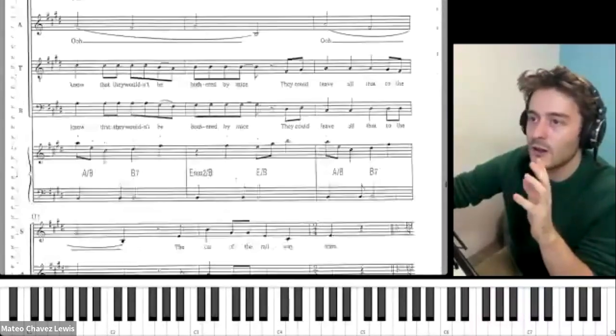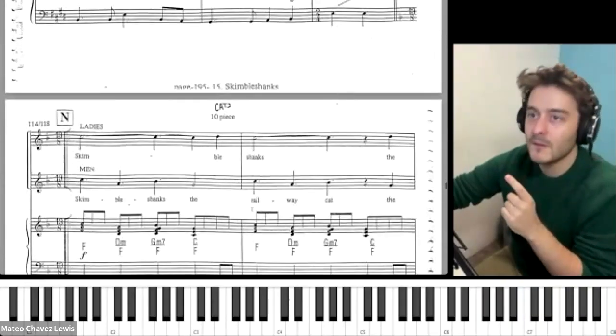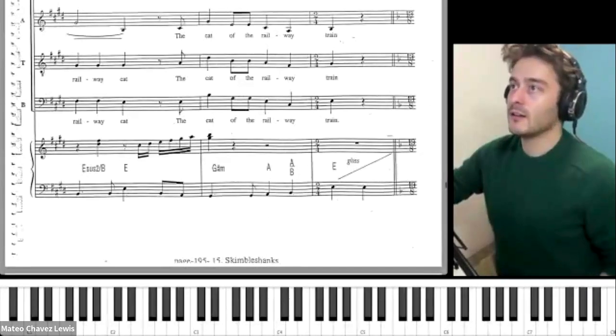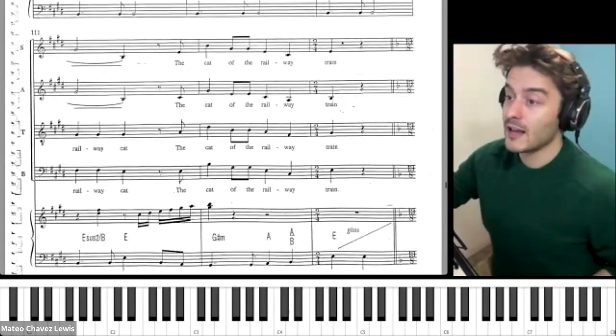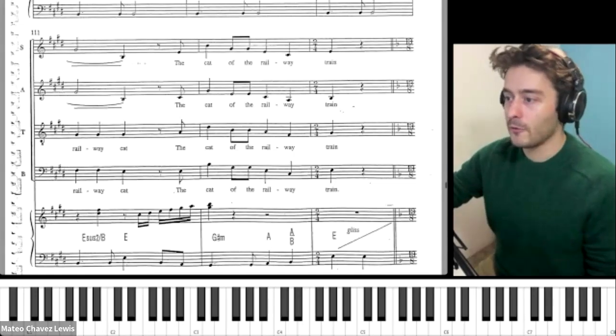This whole story is all in 4/4, and then we go into the chorus here. So this is interesting. He has a bar of 2 beats instead of a bar of 4.